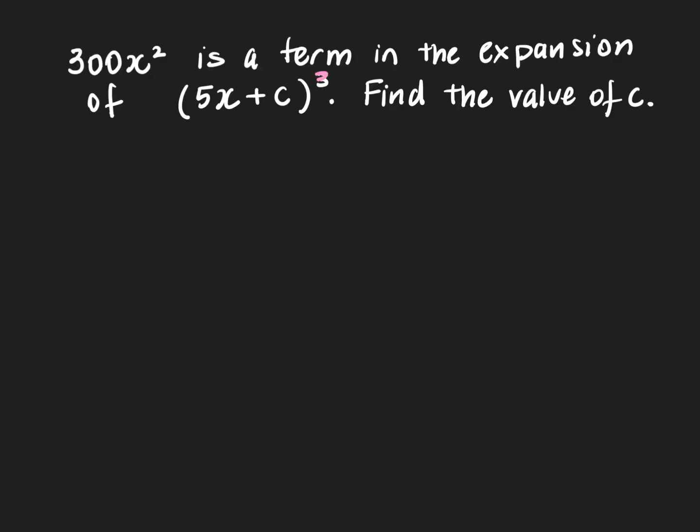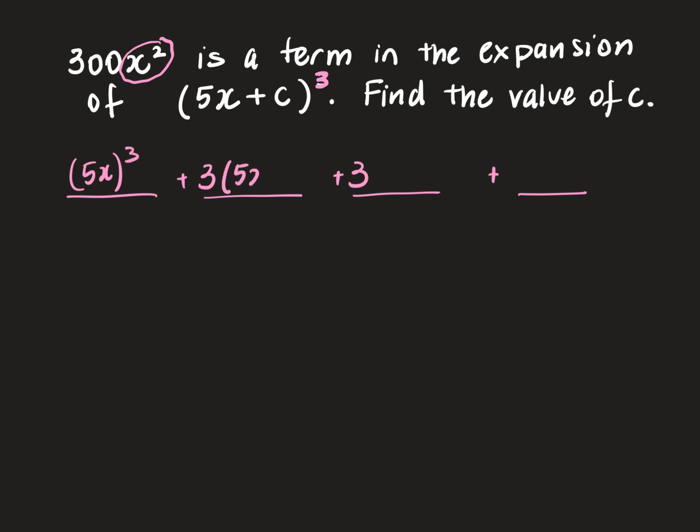Okay, so first thing I do is we've got the power of 3 here. How many terms will it have? 4 terms. What are the coefficients? 1, 3, 3, 1. Okay, what am I doing next? Which one will have an x squared in it? Well, this one here is going to be 5x to the power of 3. This one here is going to be 5x all to the power of 2. So it's going to be this term here.